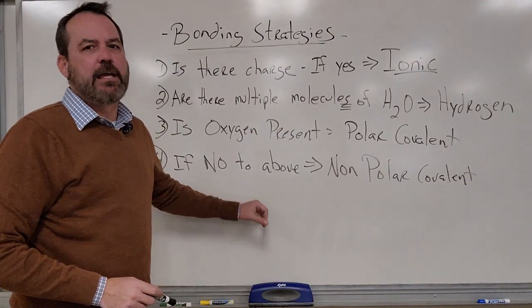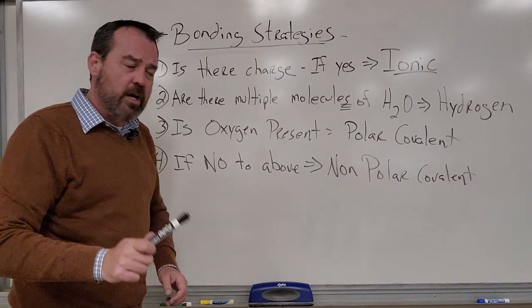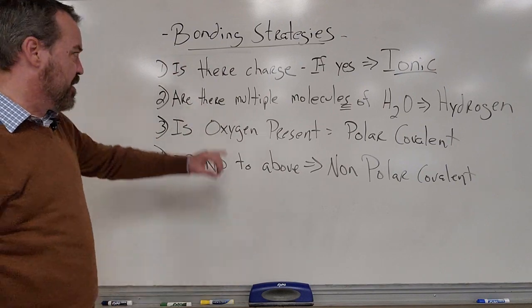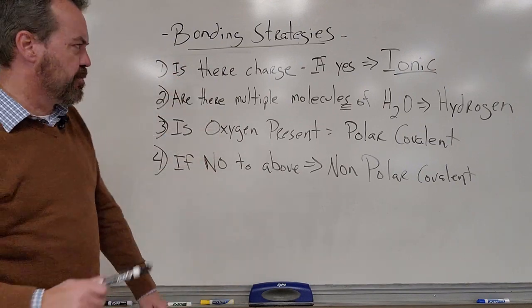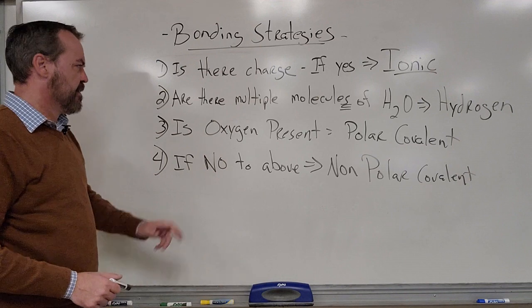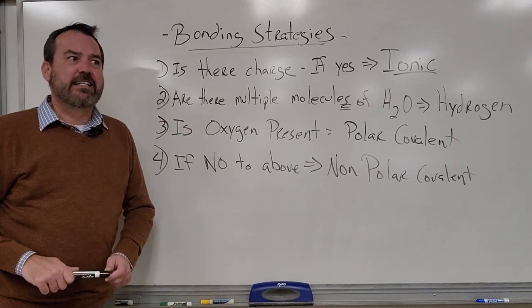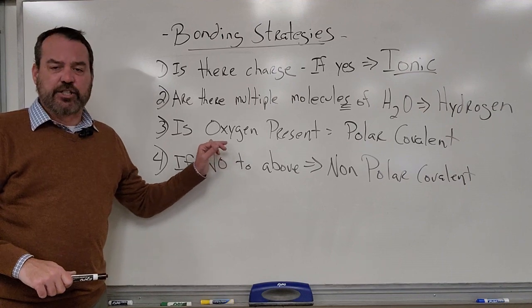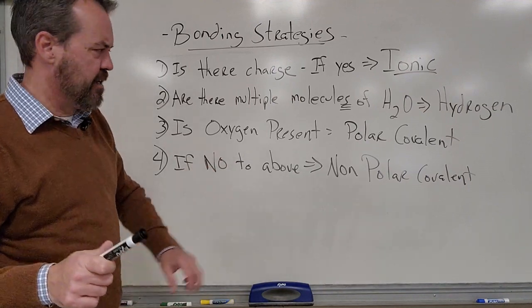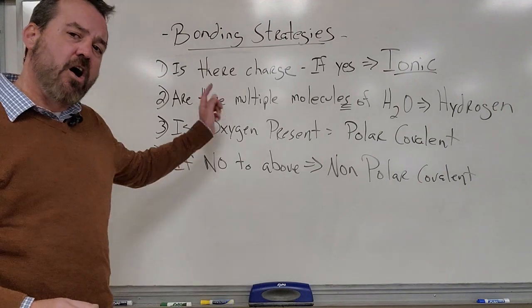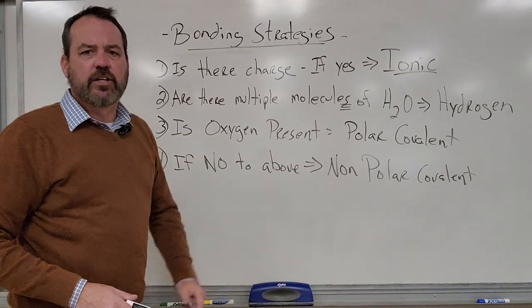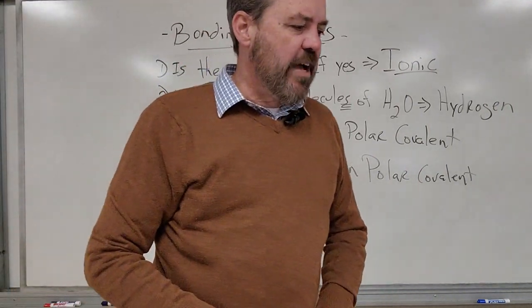Now, this won't help you a ton in chemistry, maybe to get started, but this is going to help you a lot for anatomy class, and that's why we're here. So these are my bonding strategies. We look, is there a charge? If so, it's an ionic bond. Are there multiple molecules of water? If so, it's a hydrogen bond. Is oxygen present? Polar covalent. If no to all of these other questions, then we are looking at a non-polar covalent bond.